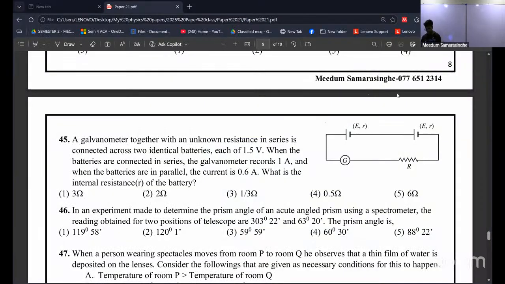Now you have a galvanometer together with an unknown resistance in series connected across two identical batteries, each of 1.5 volt. When the batteries are connected in series, the galvanometer records 1 ampere. When the batteries are in parallel, the current is 0.6 amperes. What is the internal resistance R of the battery? We need to find the internal resistance.